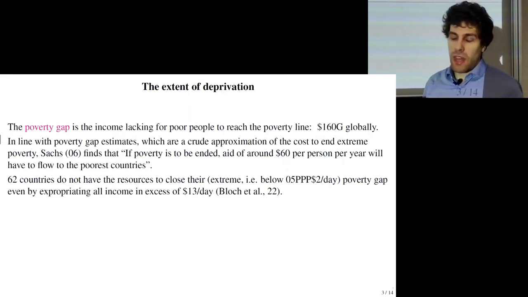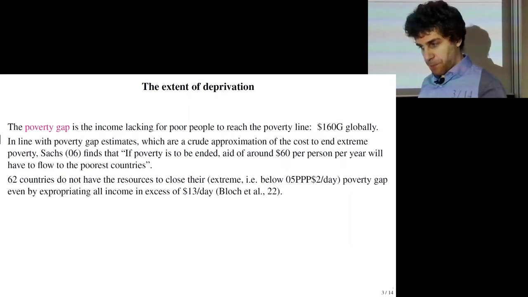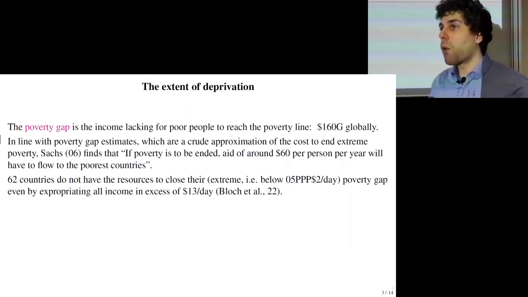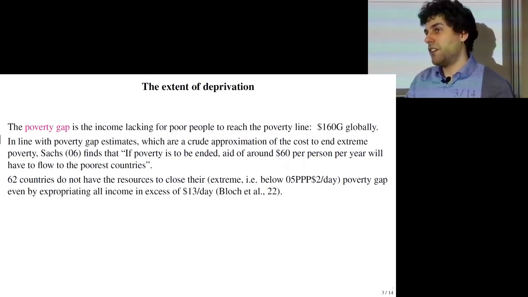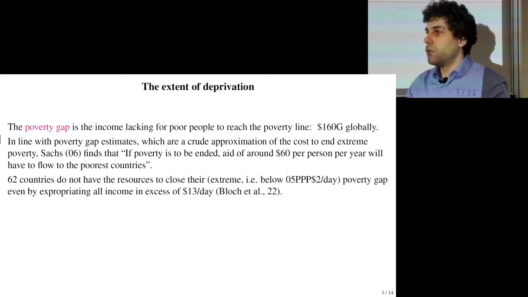The way they do the computation is by thinking that for all people in a country that earn more than $30 per day, the government would tax any income of these people in excess of $13 per day and redistribute it to those earning less than $1.9 per day. It's a hypothetical policy, of course.